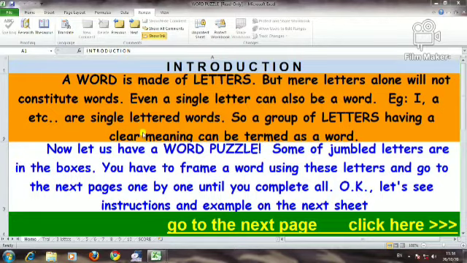Now, let's go to what the puzzle is about. Now, let's have a word puzzle here. Some jumbled letters are given in the box. You have to frame a word using these letters and go to the next page until you complete all. Okay, let's see instructions and examples in the next sheet.